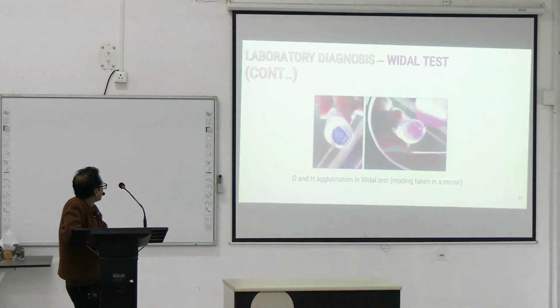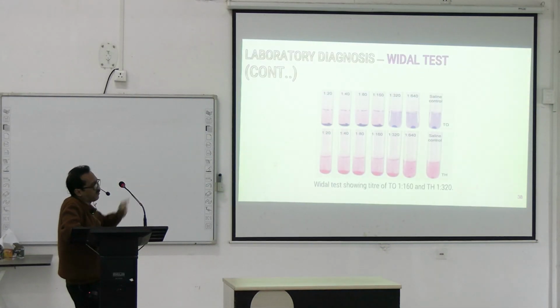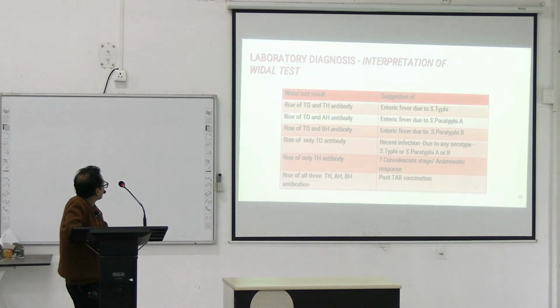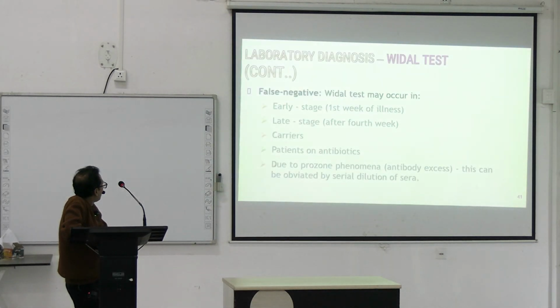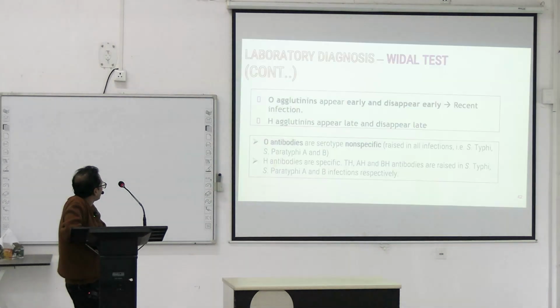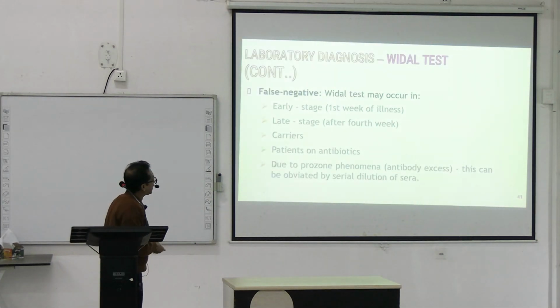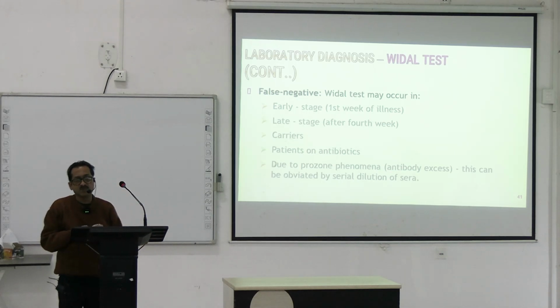Now antibiotic sensitivity has to be done. This is the Vidal test. This is the tube Vidal test. It can be done in slide also. This is tube Vidal test. Already I have interpreted false positive by anamnestic reaction, transient rise of titer due to unrelated infection. It can rise in dengue also. False negative, carrier state. Now there is another term, prozone phenomena. If there is antibody excess, it is more antibody than the antigen provided, there may be a false negative.